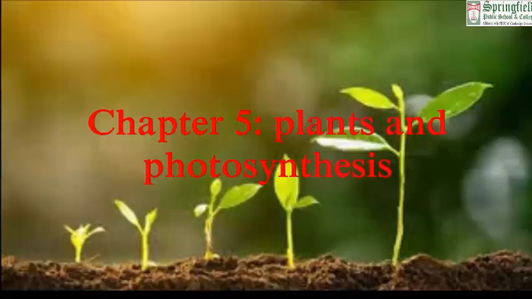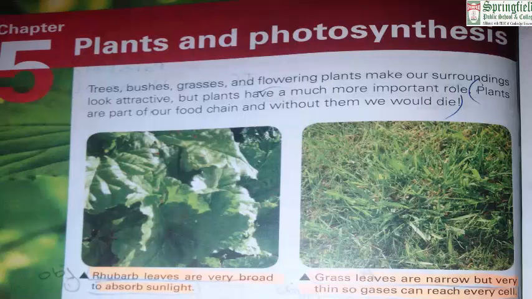Today we are going to start chapter number 5, Plants and Photosynthesis, page number 68. In the first paragraph, they are telling you why plants are so important to us and what happens if there are no plants. So, starting with the lesson: trees, bushes, grasses and flowering plants make our surroundings look attractive, but plants have a much more important role. Plants are part of our food chain. Without them, we would die.